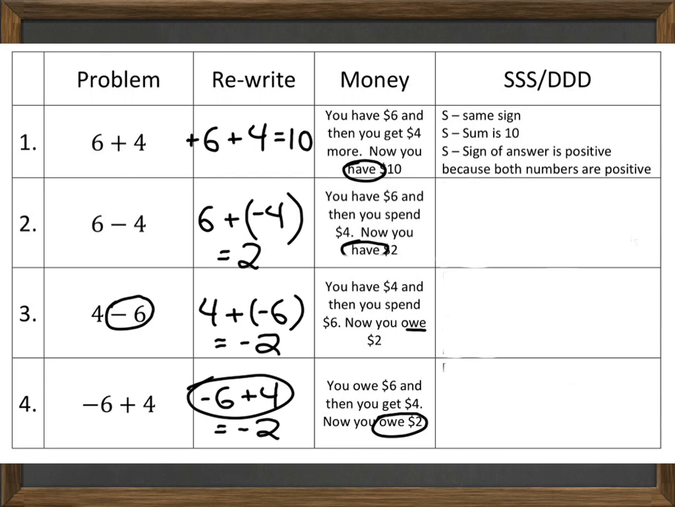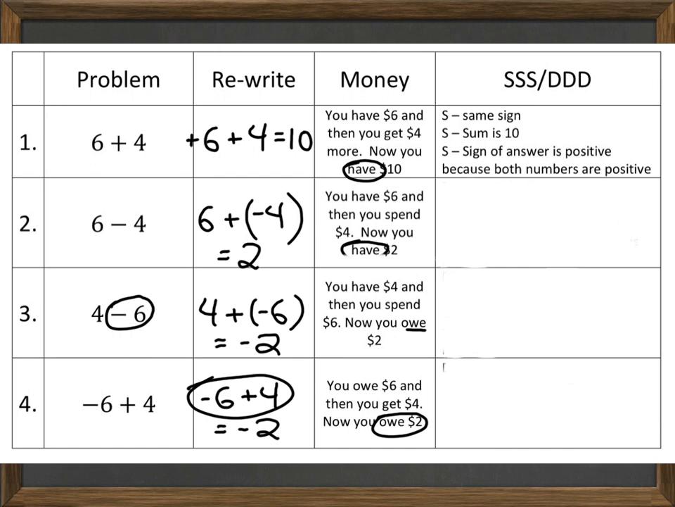So I want to pause here and just remind you, I would strongly recommend picking one of these methods. If rewriting it helps you, that's fine. If the money method helps you, that's fine. If the SSS-DDD method helps you, then that's fine too. Okay? I would not try to master necessarily all of these, maybe 2, but I would really just pick one that helps you the most.